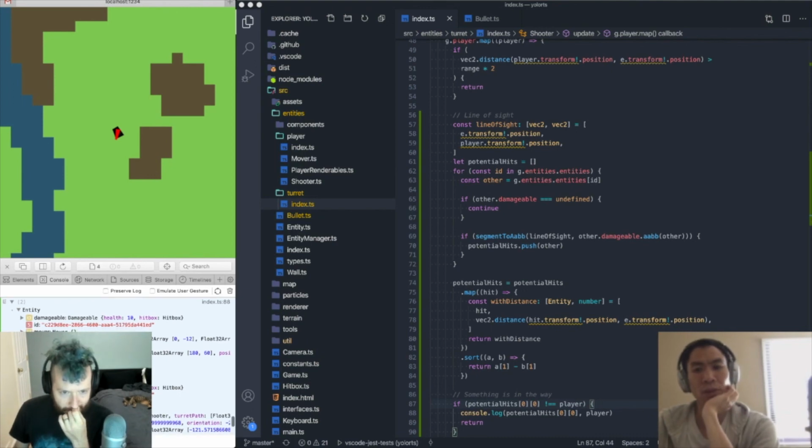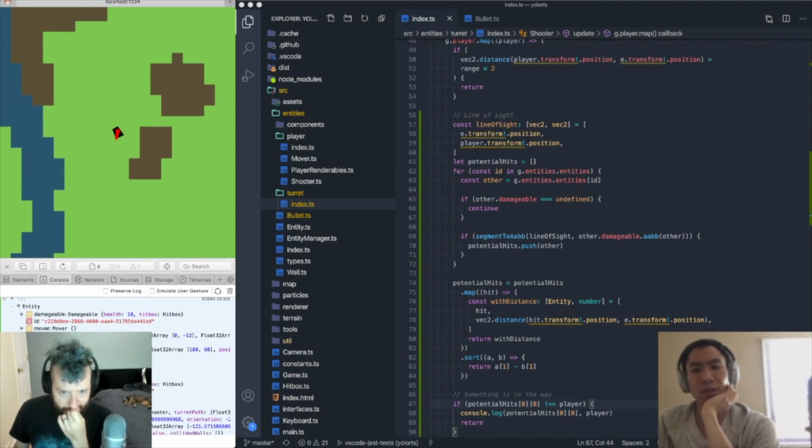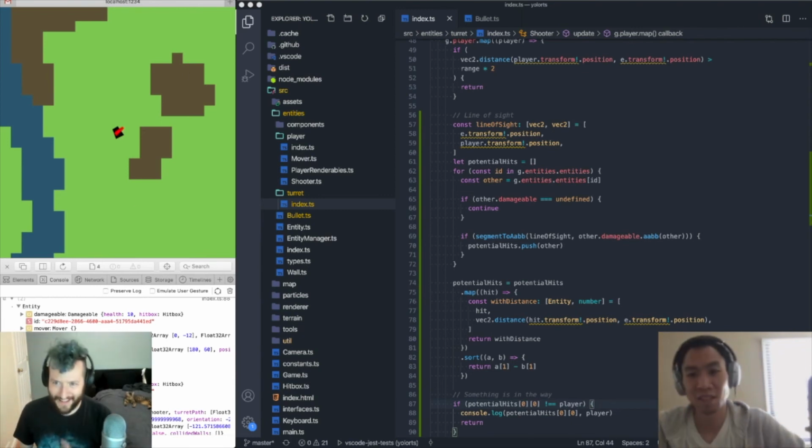Oh, you know what it is, we're not checking the orientation of the... Oh, no, wait. Turret, right? It's getting itself. Oh, shoot. Okay, yeah, that makes sense. It is a damageable. It sees itself as the closest object.